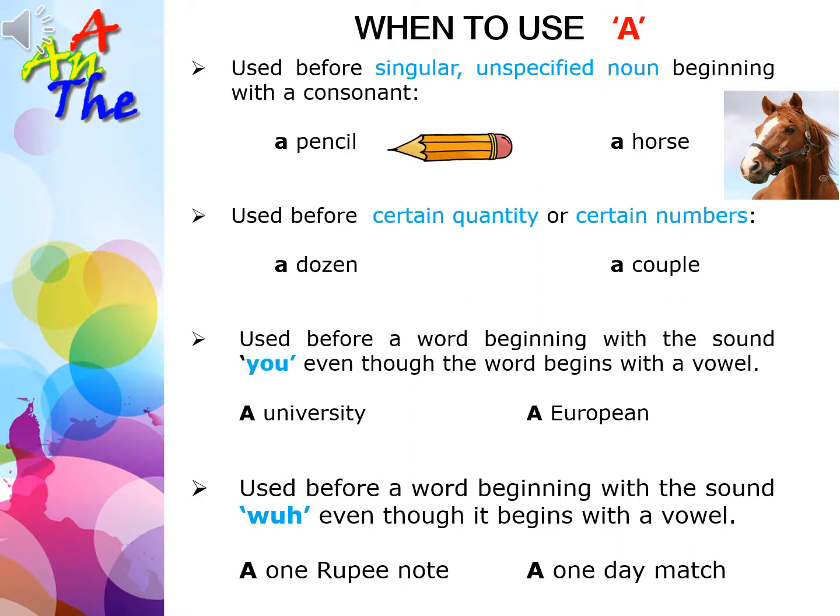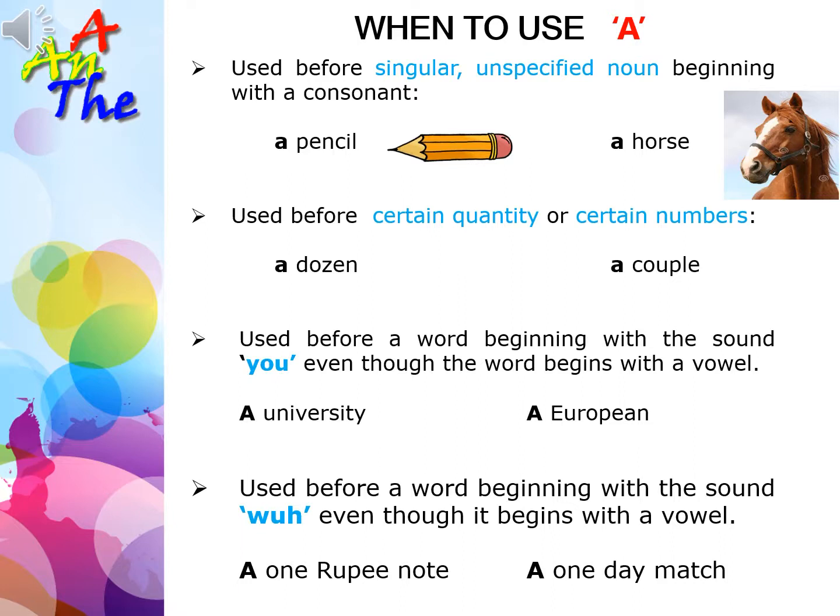Now, looking into indefinite articles. There are two indefinite articles, that is, a and an. When to use a? There are 4 rules that I have taken out, so just have a look. We use a before singular unspecified nouns beginning with a consonant. Example, a pencil, a horse.